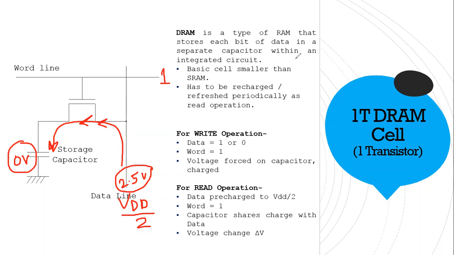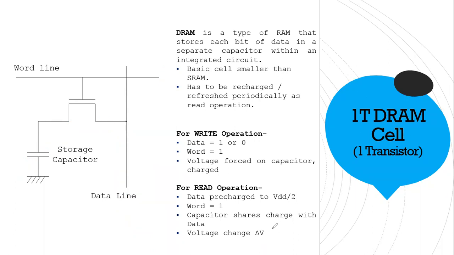So by measuring the voltage changes, that means the current direction, by measuring the voltage change or V delta, or whatever you want to call it, you can tell the direction. By measuring the direction of the current, you can say whether there was a 1 or a 0 stored inside. Got my point?